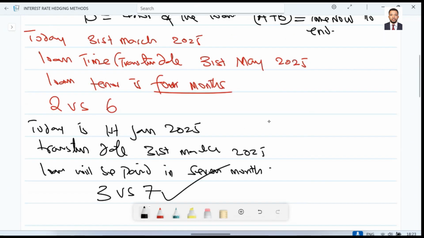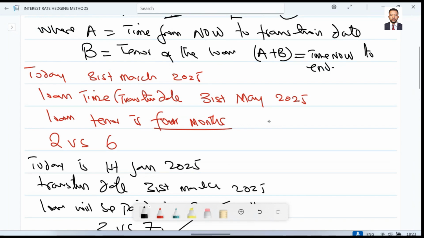The first one, because they just gave me the tenor of the loan. Tenor of the loan is starting from when you took that loan to the end of the loan.